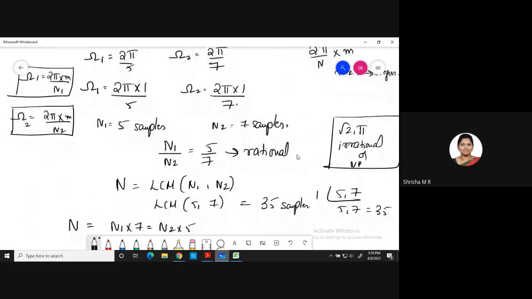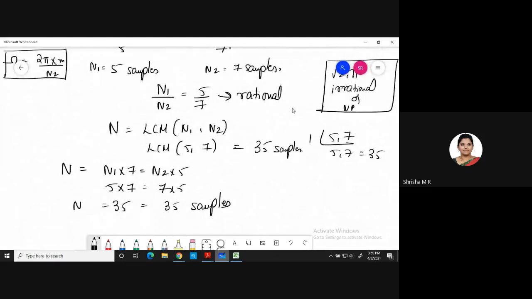So you can go ahead and find the fundamental period N. N is nothing but the LCM of N1 and N2, LCM of 5 and 7, you get 35 samples. Or you can also take the ratio and equate it: N1 into 7 is equal to N2 into 5, which is nothing but your fundamental period N. So you get 35 samples. You can do any method. I'm teaching you both the methods. Clear, everyone?